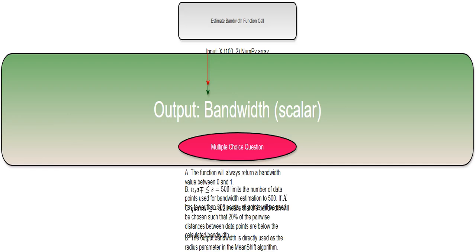The function gives me a single number, the estimated bandwidth. It's a measure of distance that helps to define the neighborhood around each data point for clustering.